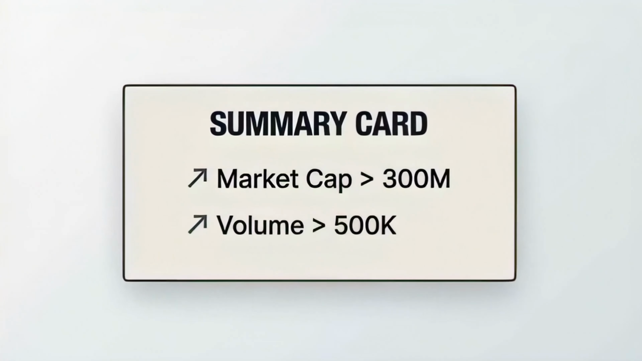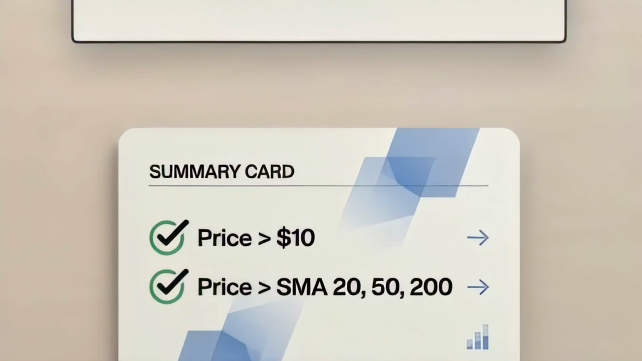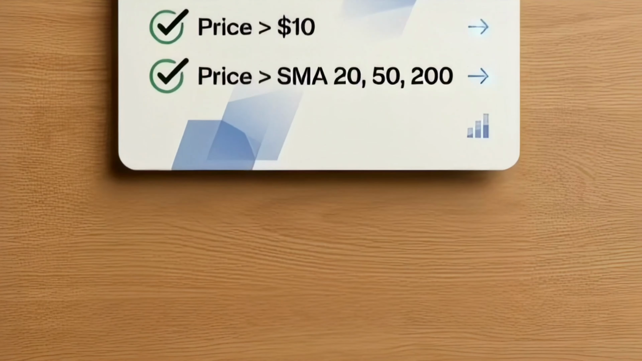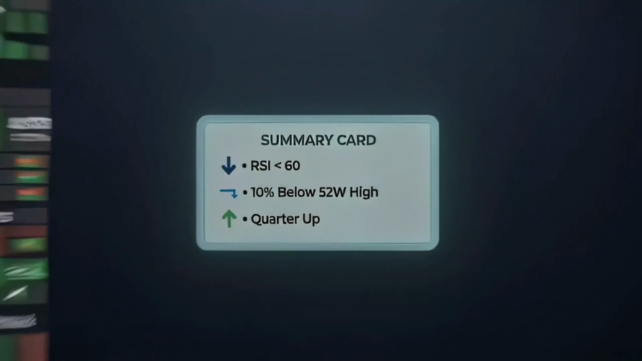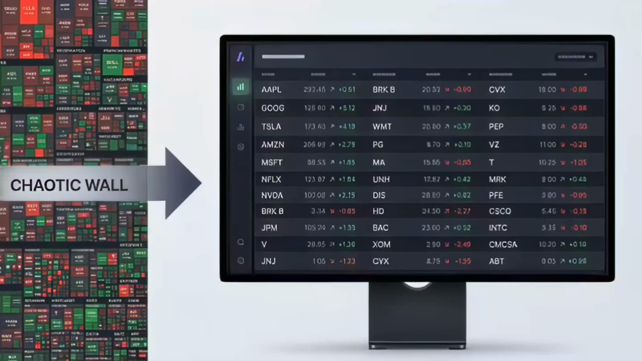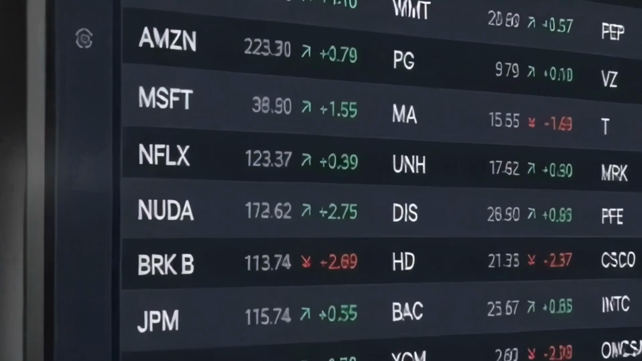And that's your screen. Market capitalization over 300 million. Average volume over 500,000. Price over $10. Price above the 20-day, 50-day, and 200-day simple moving averages. Relative strength index under 60, 10% or more below the 52-week high. And quarter up. Run it, and you'll typically land somewhere between 10 and 40 names. A genuinely workable list, instead of an unusable wall of tickers.